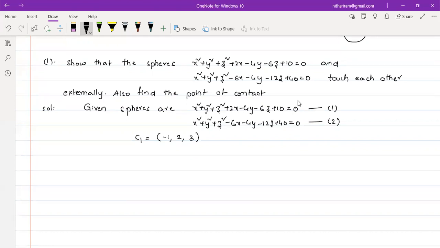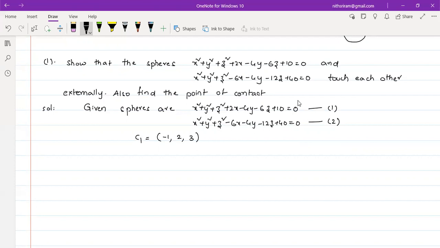If you can't understand it this way, how to write the center, then you can compare the given equation with the standard form, that is x square plus y square plus z square plus 2ux plus 2vy plus 2wz plus t is equal to 0. We compare the given equation with that equation, write the values of u, v, w, and then use the formula for the center, that is minus u, minus v, minus w. In that way also we can find the center. But here I am directly finding the center.